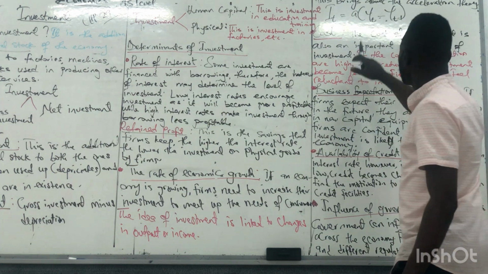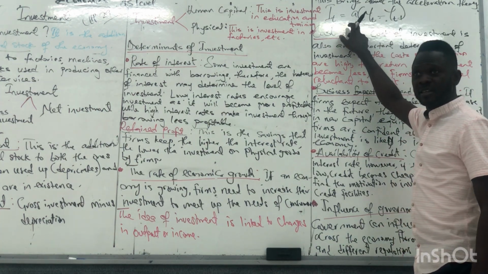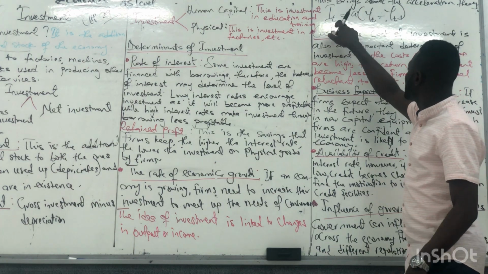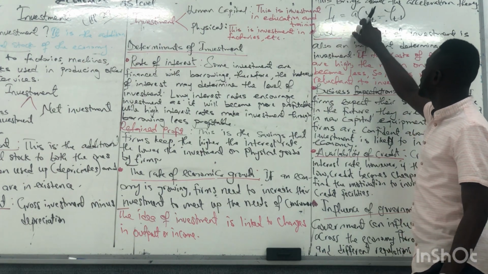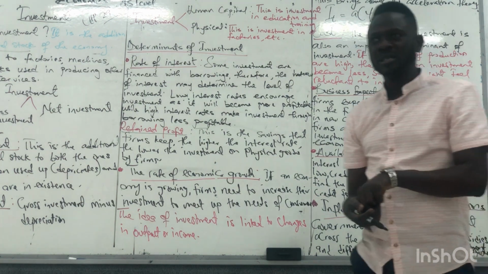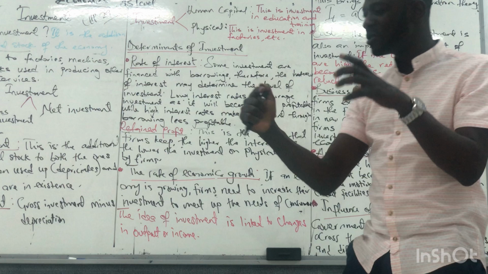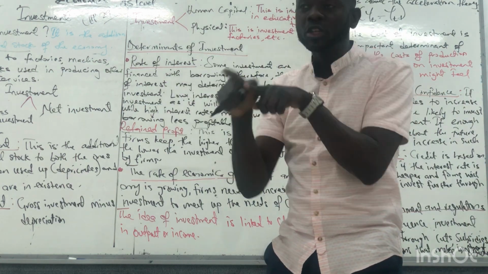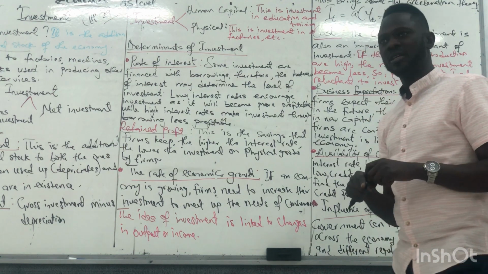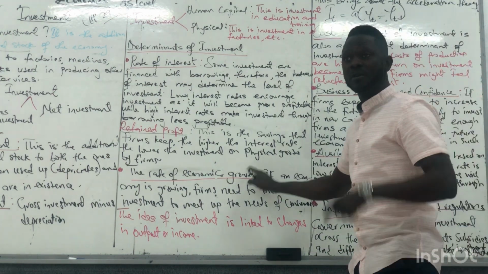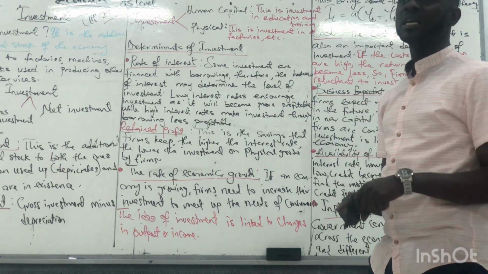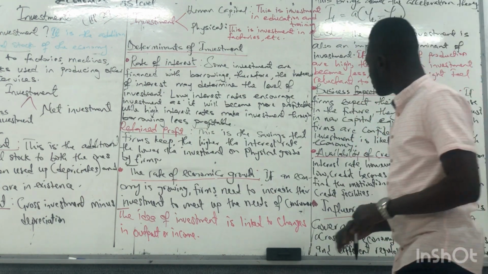That goes about the acceleration theory here, which is investment in a period of time equals the acceleration coefficient times the change in income minus the change in income in the previous period. So at that point in time, firms have to invest more to meet up with the needs of customers. We call it acceleration theory. So if the economy is growing, firms have to accelerate their investment so that they can meet up with the needs and wants of customers.